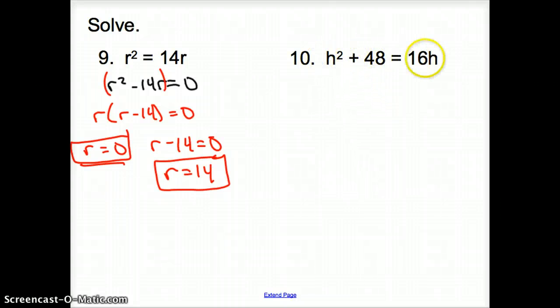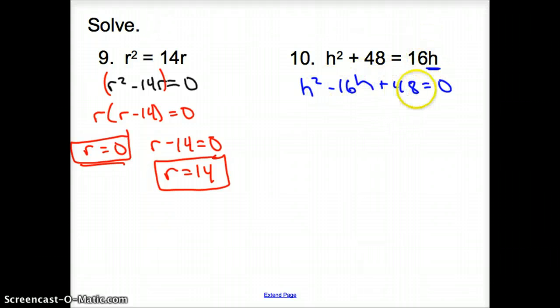Now we have, again, two variables. Let's get this 16h over to the other side. How do we do that? We subtract it. And when we do subtract it, put it right behind this squared term. This is an h, so we want it in descending order. So then it's plus 48 equals 0.